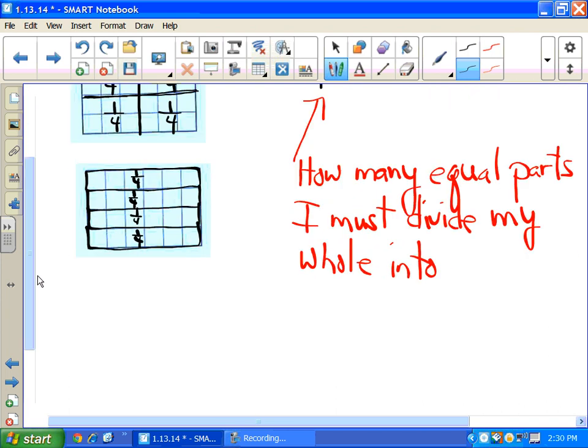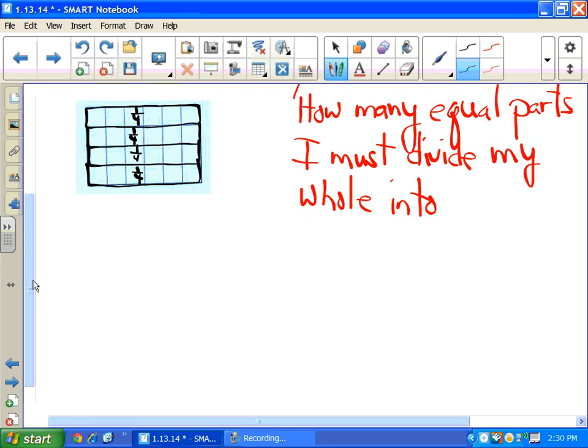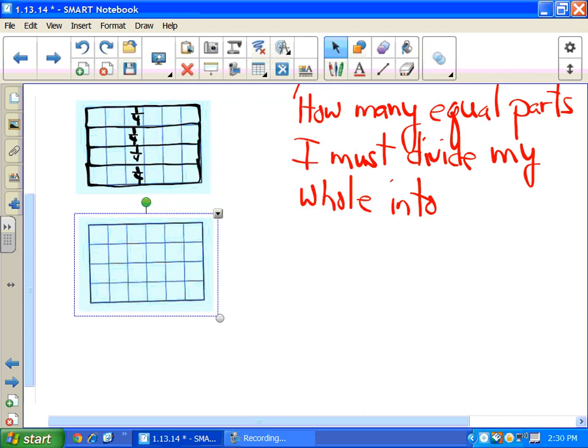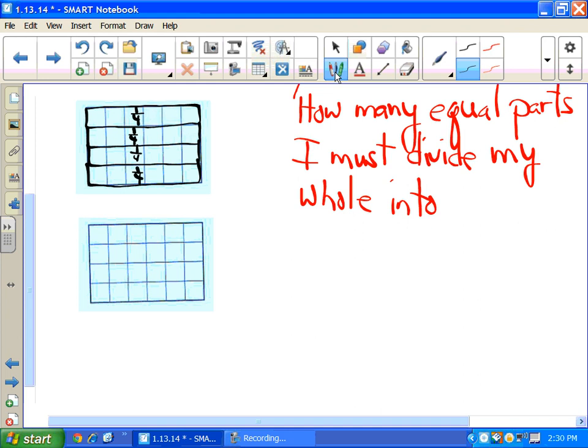Of course, you might have seen this a little differently. Let's take another look at another way that we could have broken this into 4ths. And I'm going to use different colors, so bear with me here.